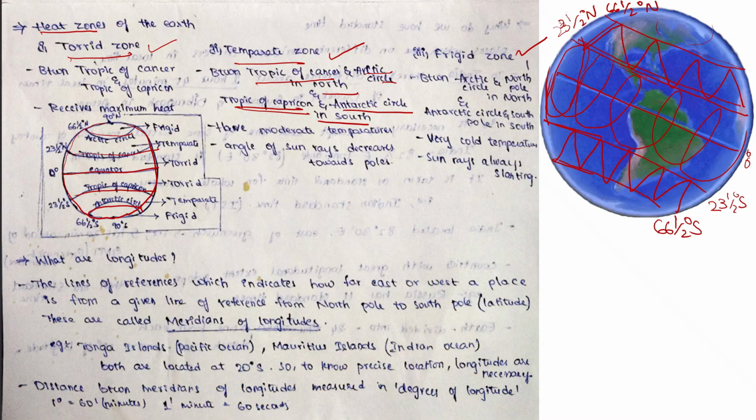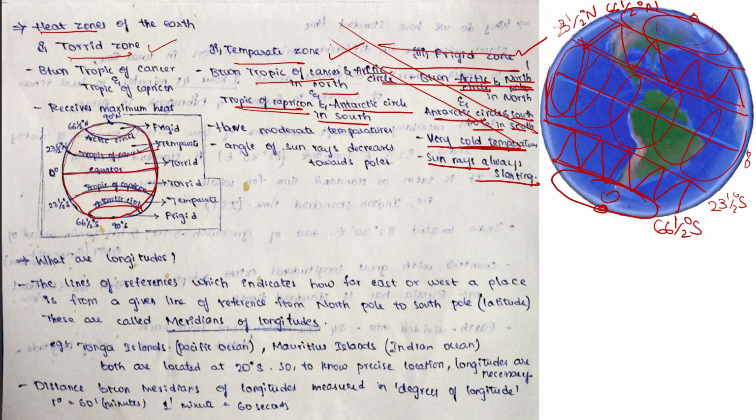this area from the Arctic Circle to the North Pole in the north, and Antarctic Circle to the South Pole in the south. This is South Pole, this is North Pole. So these areas are frigid zones and these are very cold. They have very cold temperatures and the sunlight is always slanting on these areas. So if sunlight is direct here, it is always slanting here. So this is about heat zones.